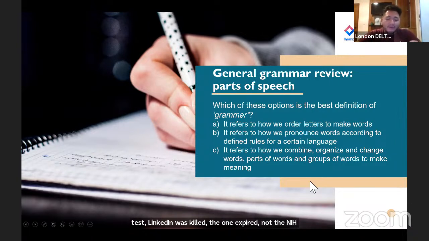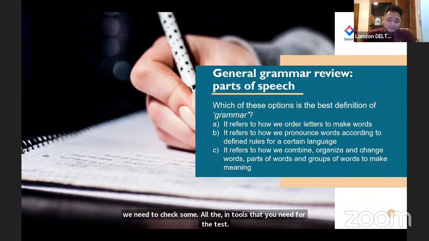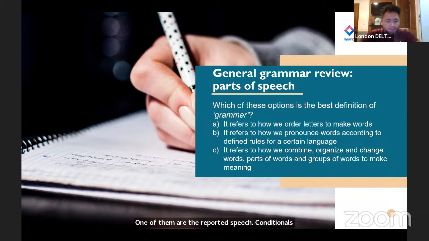Let's check. One of the first things we're going to talk about is a review of the grammar. We're going to check parts of speech and tenses. And we're going to check some of the grammar tools that you need for the test. One of them is reported speech, conditionals, passive voice, infinitives and gerunds. Esos son como los temas.